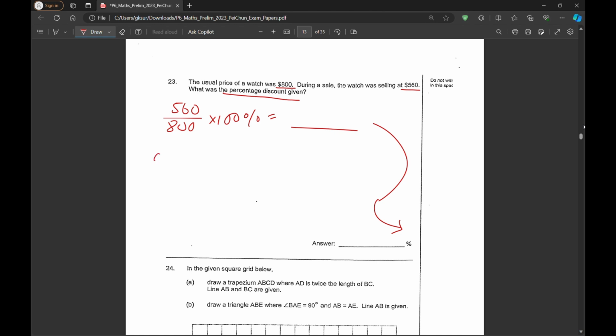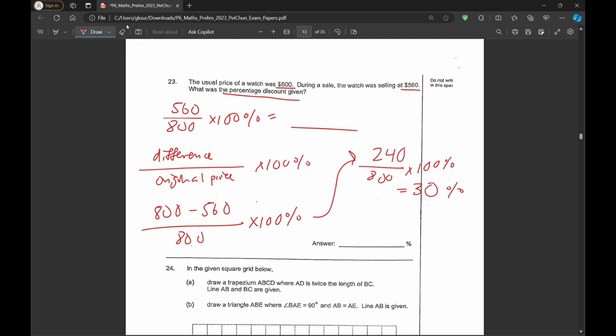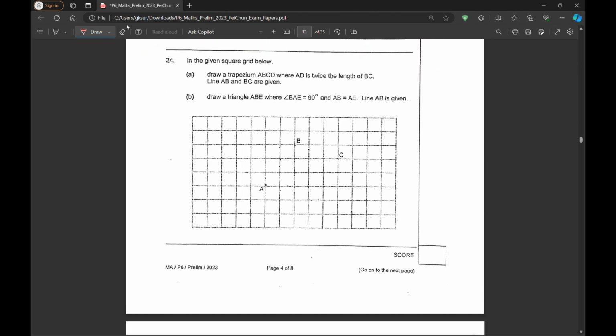However, percentage discount always means difference, final and initial price over original price times 100%. So it's 800 minus 560 over 800 times 100%, which will give us 240 over 800 times 100%, equals to 0.3 times 100, 30% percentage discount. So the final answer for question 23 is 30%.